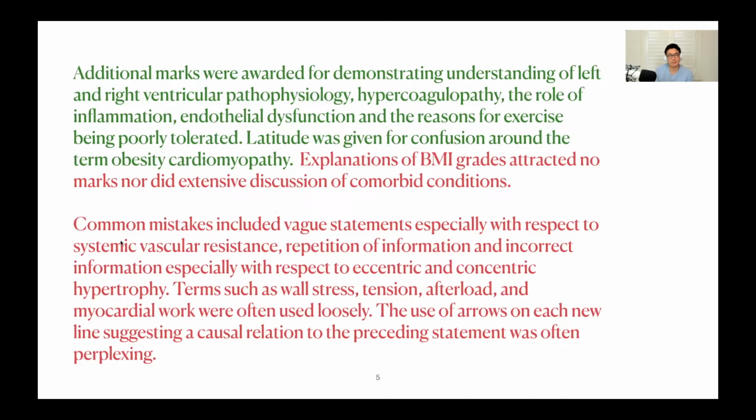In other words, just define what morbid obesity is in terms of the BMI, and then continue your discussion with the answer. Common mistakes included vague statements, especially with respect to systemic vascular resistance, repetition of information, and incorrect information, especially with respect to eccentric and concentric hypertrophy. Really interesting statement here, because there is a lot of confusion about which one occurs. We'll go through that, and I'll show you a little article on that as well.